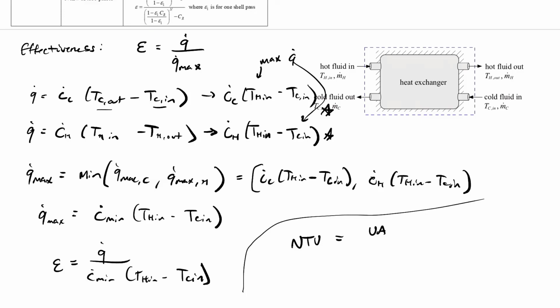So we actually take NTU and normalize it by C dot, and so this is going to be C dot min. Okay. So once you have your relationship for effectiveness in NTU, you can use these definitions to go back to dimensional quantities that you actually care about.